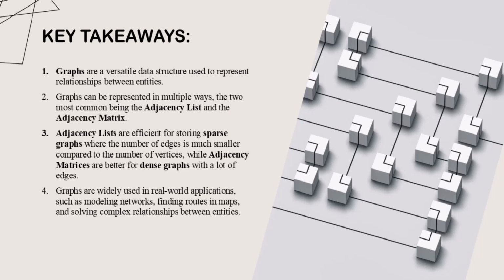To summarize, we covered how to represent graphs using the adjacency list and the adjacency matrix in PHP. The adjacency list is ideal for sparse graphs, while the adjacency matrix works well for dense graphs. Understanding these representations is fundamental to working with complex networks and relationships in your code.